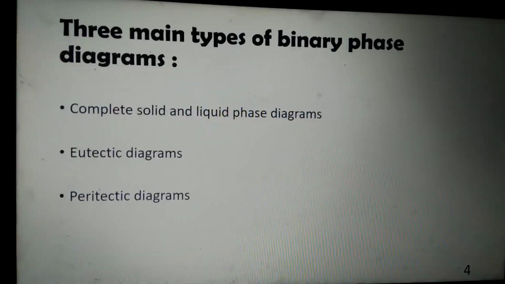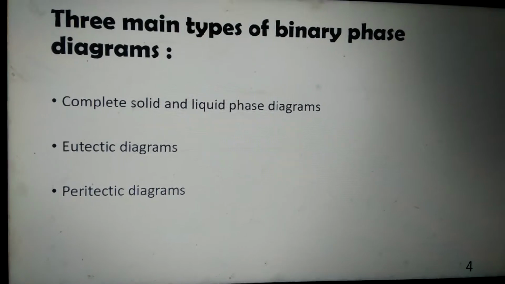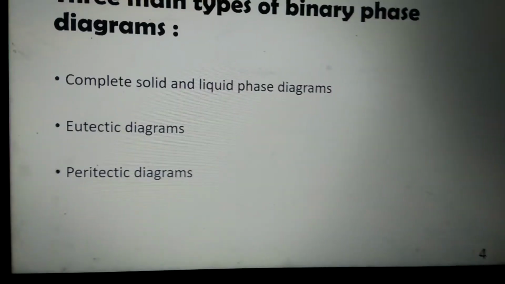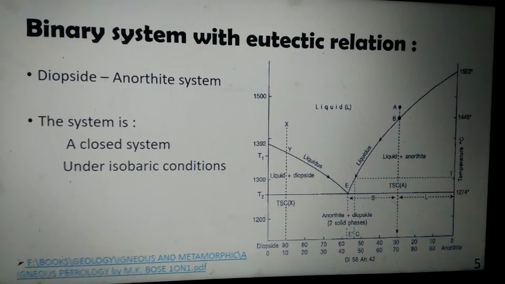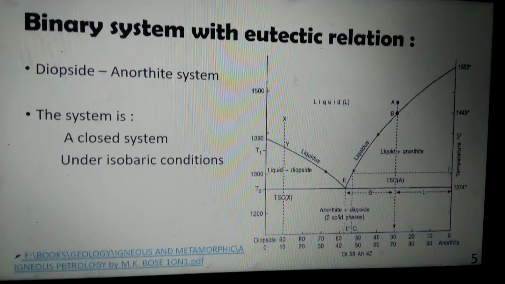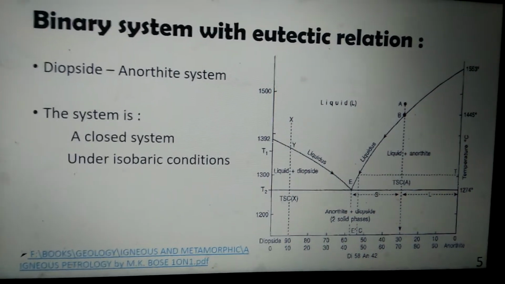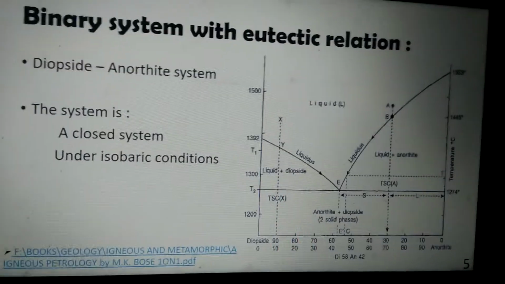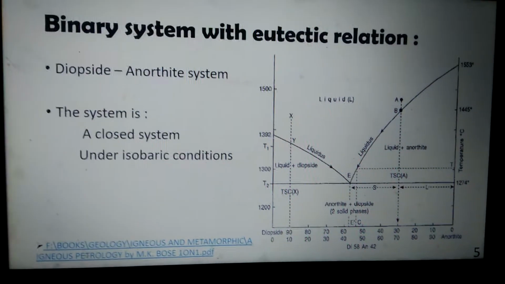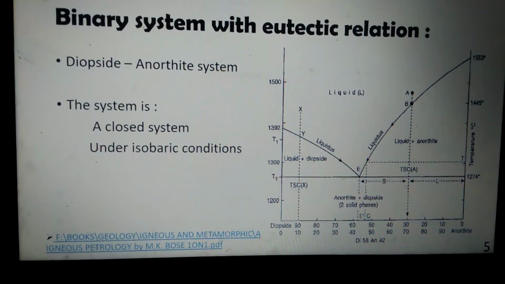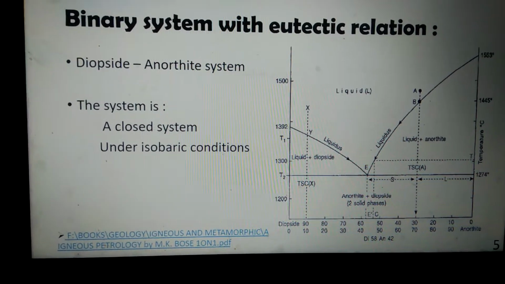Those are complete solid and liquid phase diagrams, eutectic diagrams, and peritectic diagrams. Now let us start with the eutectic diagrams. The binary system with eutectic relation. Let us take the diopside-anorthite system as an example to understand the binary system with eutectic relation. This system is a closed system under isobaric conditions, that is under constant pressure, and the pressure here is 1 bar.